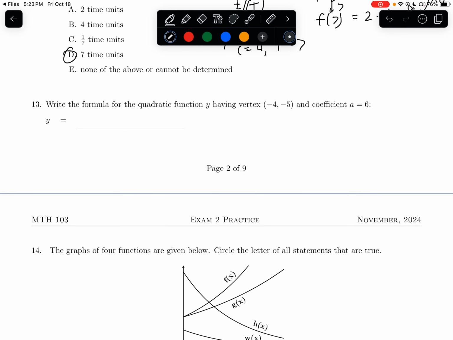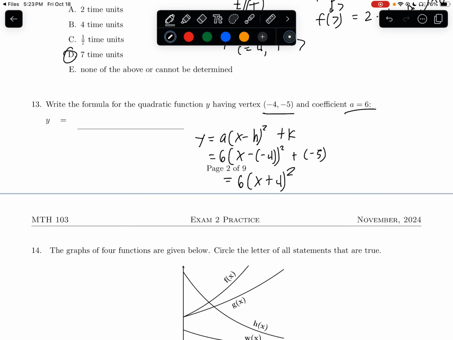Next, write the formula for the function that has this vertex and has coefficient a equals 6. Well, we just did a question like this with vertex form. We want a times x minus h squared plus k. A, we're told, is 6. The vertex is negative 4, negative 5. So subtract negative 4, square it, plus negative 5. And so this is 6 times x plus 4 squared minus 5. So that would be the function.